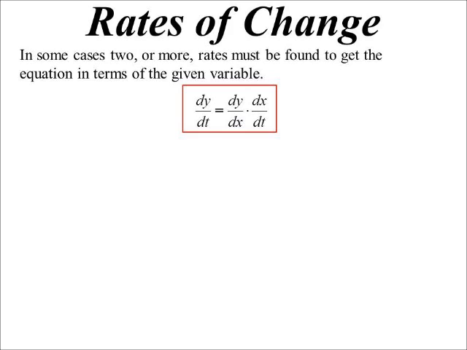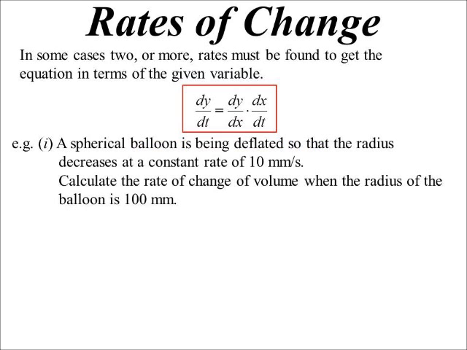So let's imagine a bit of a thought exercise here. You've got a spherical balloon. So you've all got a balloon, okay? And it's being deflated so that the radius of the balloon is decreasing at a constant rate. There's mine going down. Can you see? Is yours going down? There we go. At 10 millimeters per second. Calculate the rate of change of volume when the radius of the balloon is 100 millimeters.